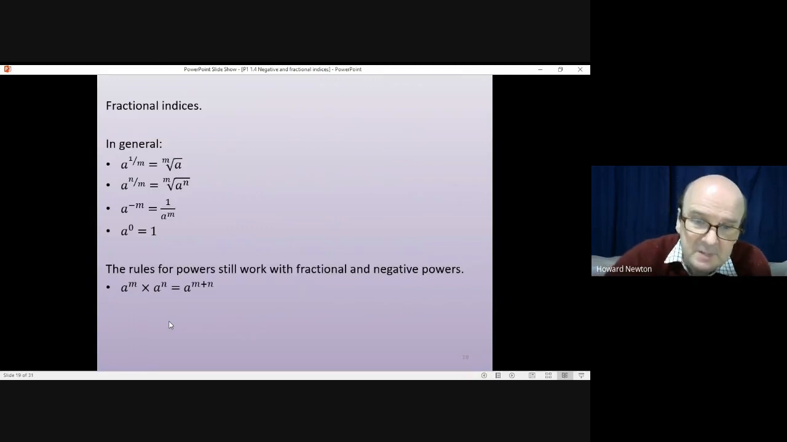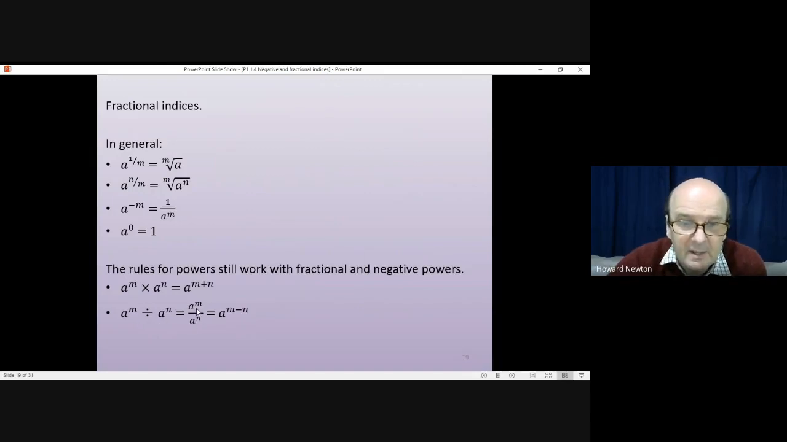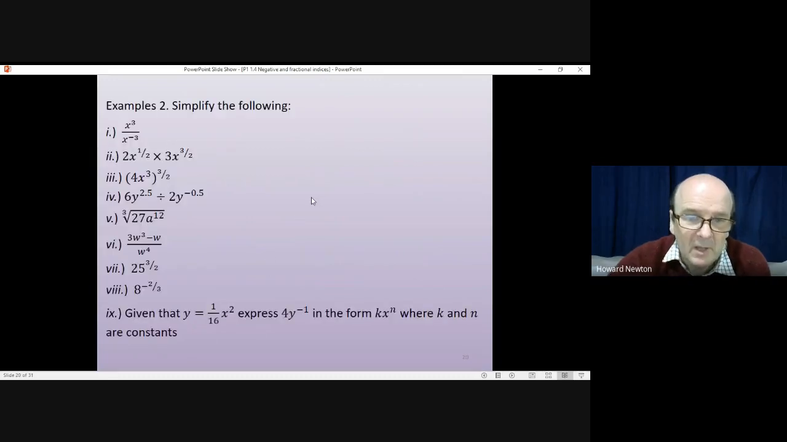So a to the power of m times a to the power of n, you add the powers. A to the power of m divided by a to the power of n could be written like that, which is how you would normally see it written. You subtract the powers. A to the power of m, all to the power of n, then you multiply the powers. Okay, that brings us to the second set of examples.